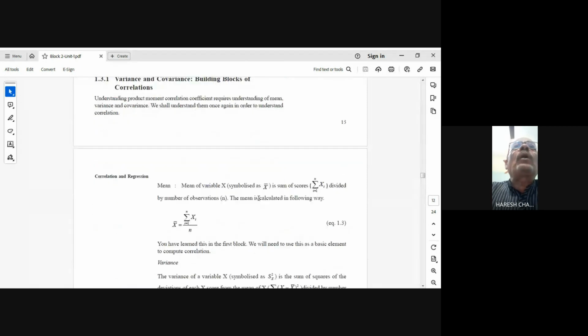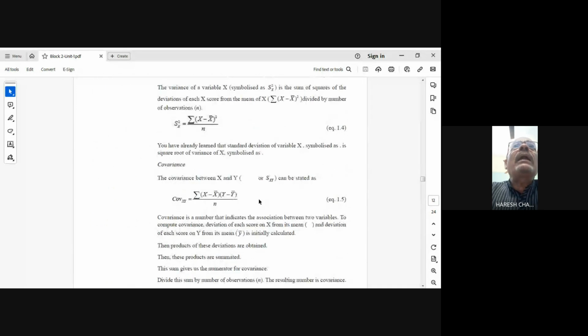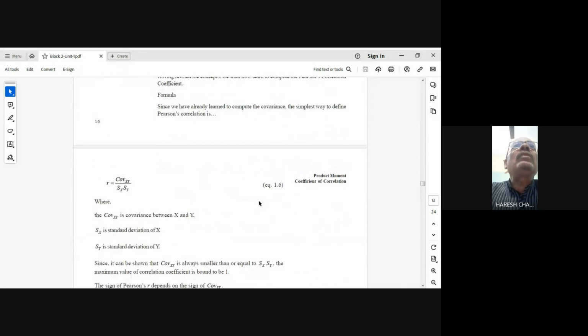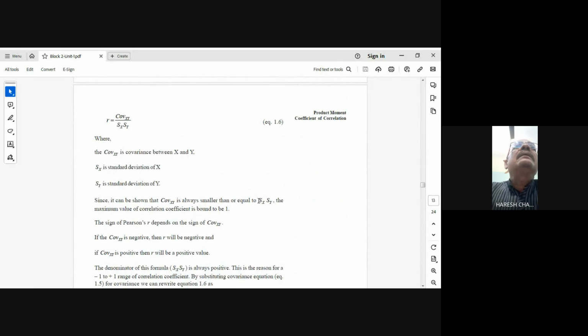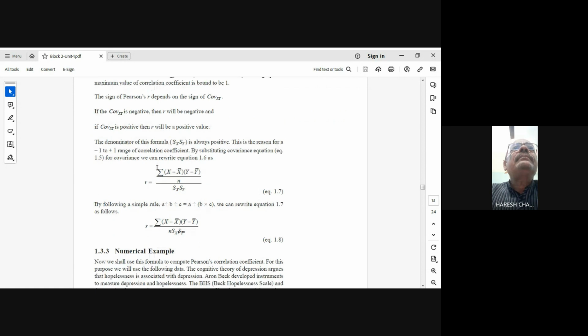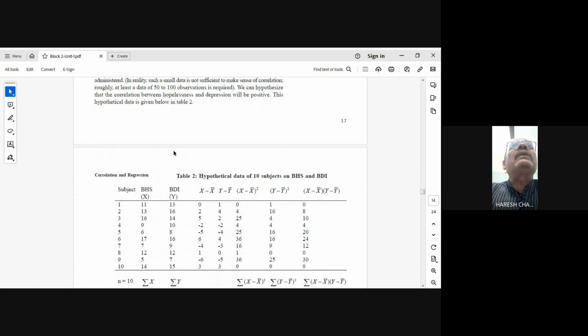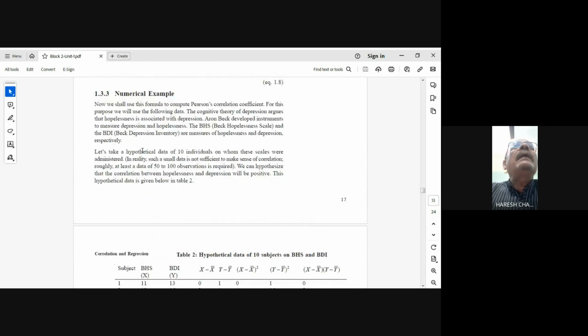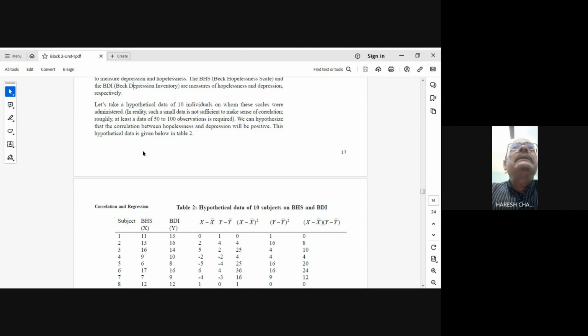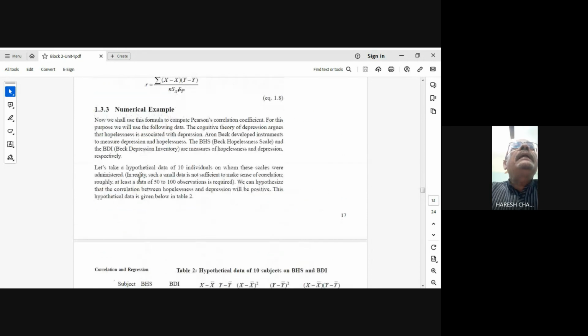Now, Pearson's product moment correlation is one of the most important methods of correlation. There are several methods. Now the formula for Pearson's product moment correlation is r. Note that r is equal to covariance of x and y divided by variance of x and variance of y. That is the basis. Now, a numerical example. I have to go quickly, so if anyone has something to ask, please ask now.